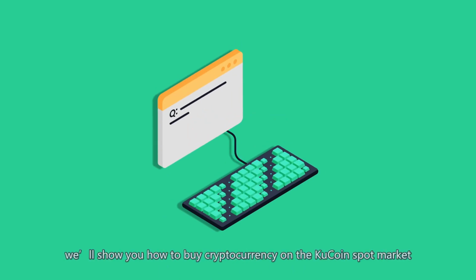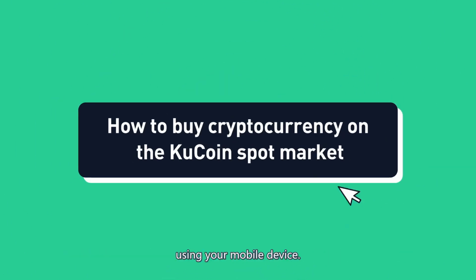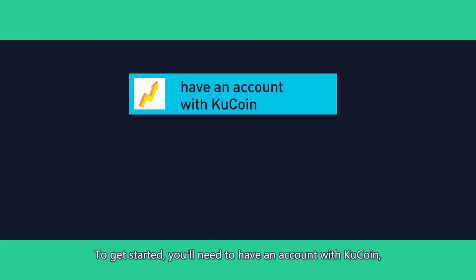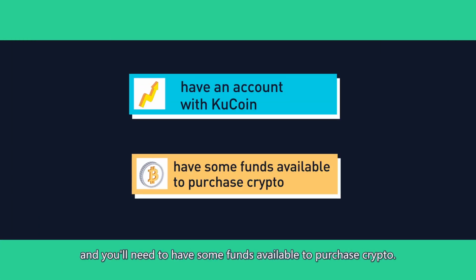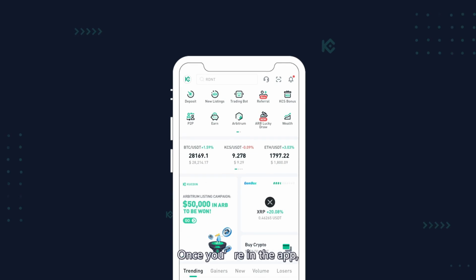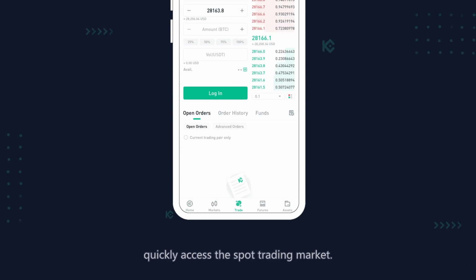In this tutorial, we'll show you how to buy cryptocurrency on the KuCoin spot market using your mobile device. To get started, you'll need to have an account with KuCoin, and you'll need to have some funds available to purchase crypto. Once you're in the app, click on the Trade tab at the bottom of your screen to quickly access the spot trading market.